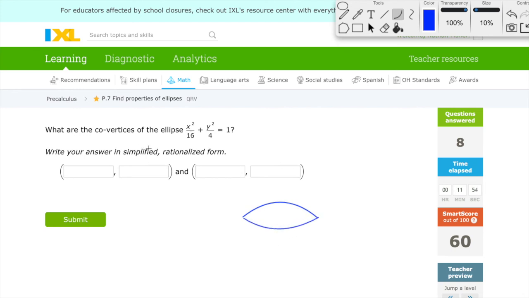Something like that. But it wants co-vertices. So what that means is it wants that coordinate, and it wants this coordinate. To find that, since it's the co-vertex, I'm going to go to the smaller number and take the square root of that. So the square root of 4 would be 2. And that's underneath the y, so I know that my negative 2 and my 2 go in the y spot. And again, because there's nothing here shifting it left or right, these are zeros.